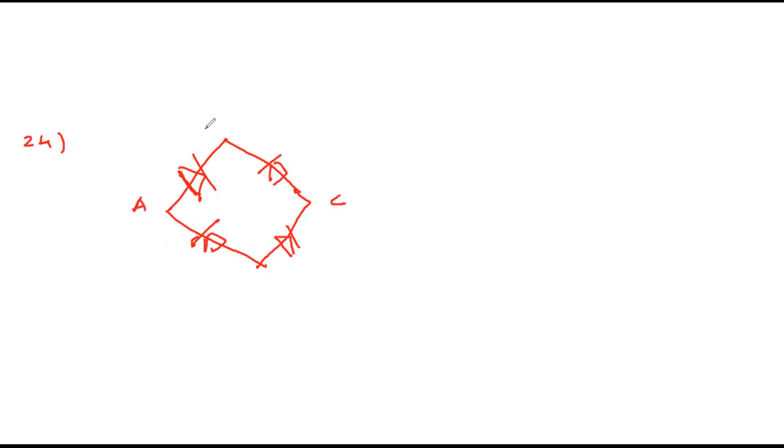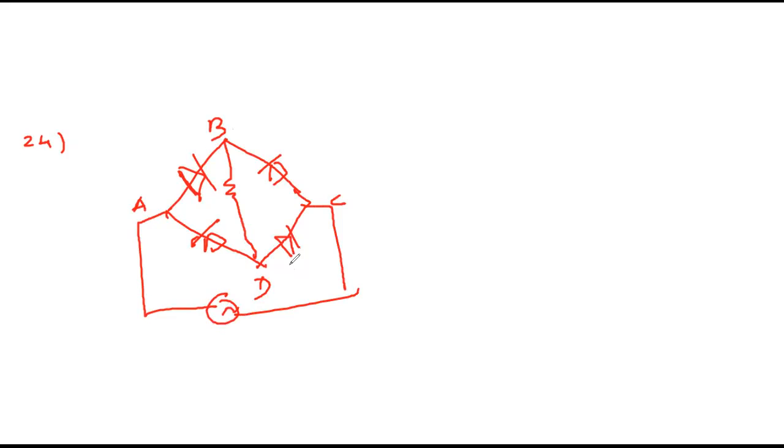Twenty-fourth. In the diagram, input is across terminal A and C, and output is across B and A. So across this you are having alternating source and across this we want output. Suppose I imagine load resistance connected here.